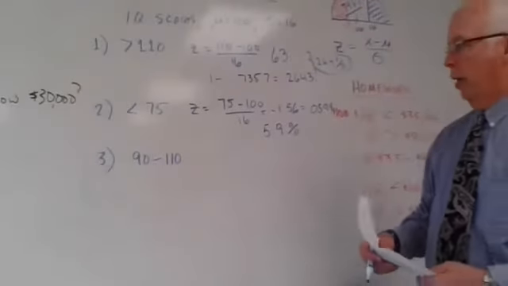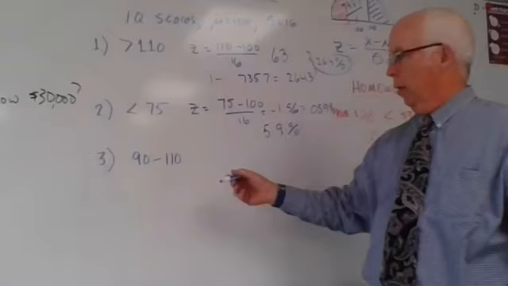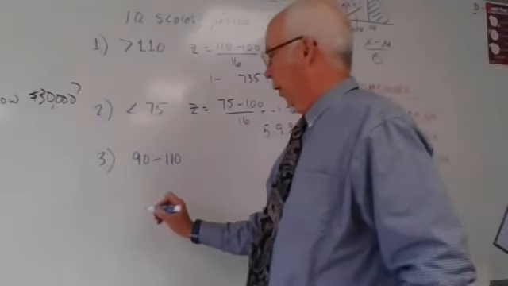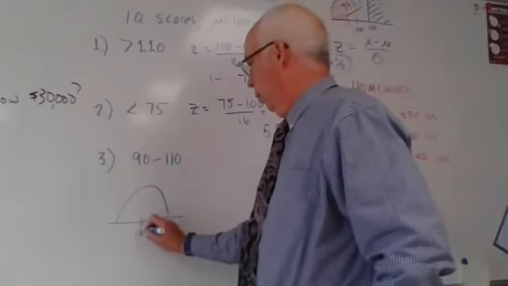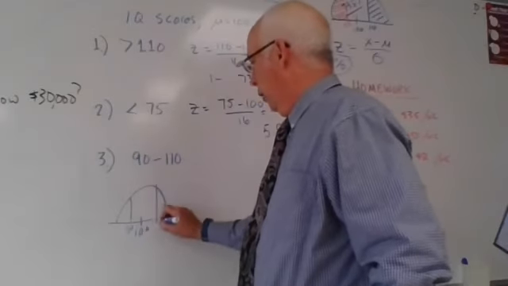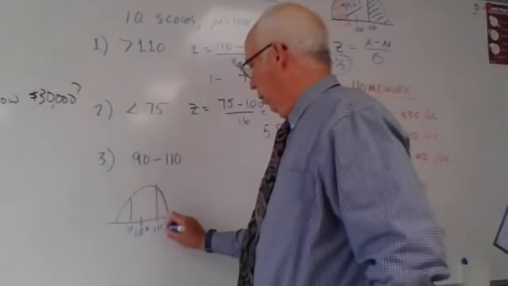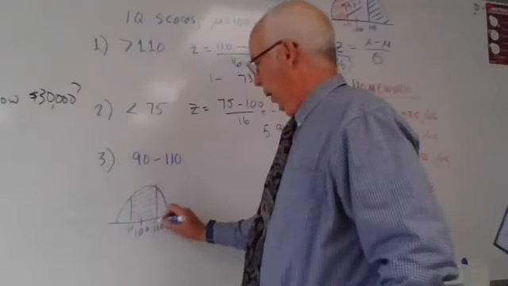All right. So now it's asking you, what is the probability that someone scored between 90 and 110? So let's just draw a little picture so we can visualize what we're being asked. We know 100's in the middle. We know 90 is below, or to the left. We know 110 is above, or to the right. So it's asking you, what's the probability you scored right in here?